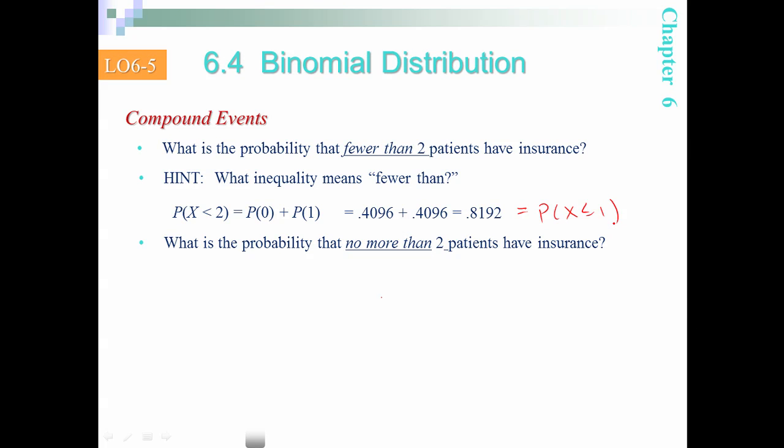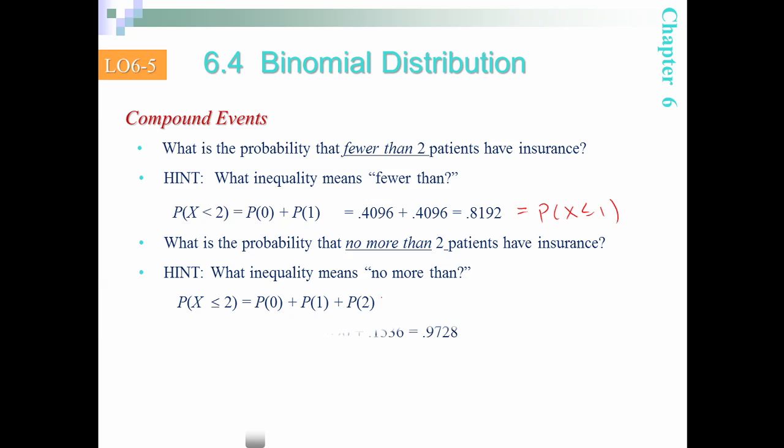And we can ask other questions like, what's the probability that no more than 2 patients have insurance? So what we need to make sure we know is what the inequality no more than means. In this case, it's less than or equal to 2. So not more than 2 means less than or equal to 2. And so we can plug all these numbers in to get the values that we're interested in.